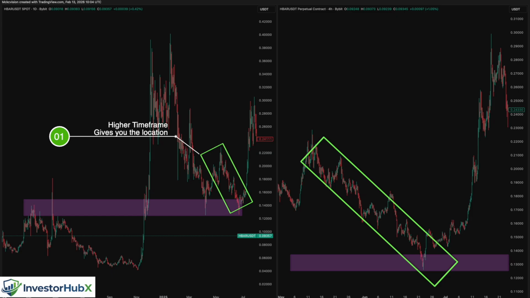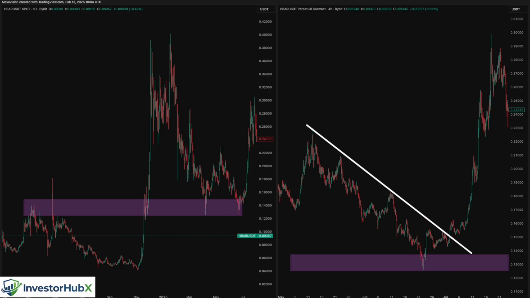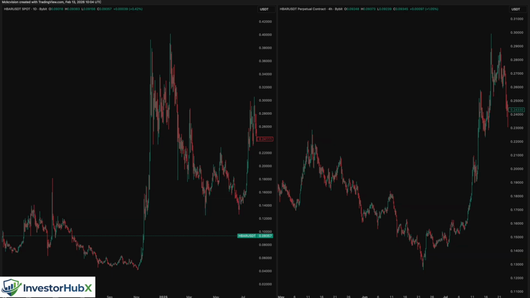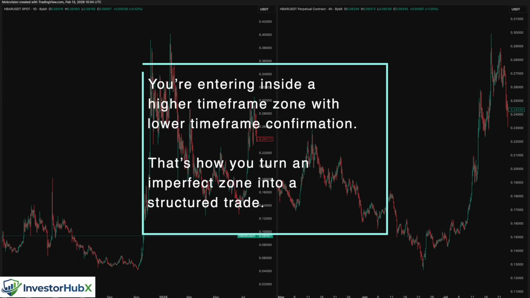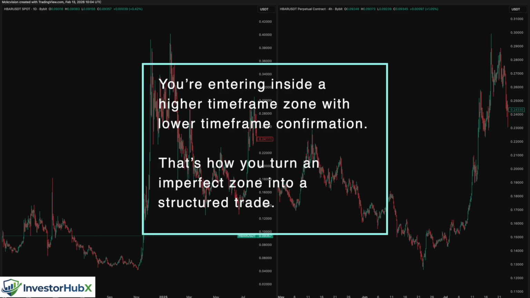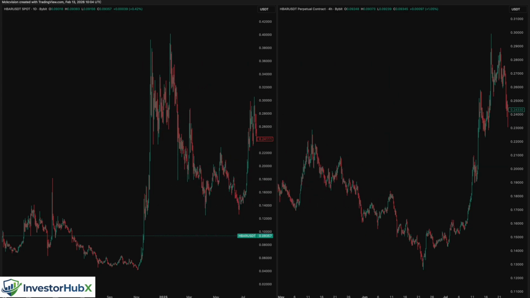The higher time frame gives you the location. The lower time frame gives you the execution. Now look at the 4-hour chart on the right. We draw a trend line following the lower highs. As long as price stays below this trend line, the market is still in a downtrend. But once price breaks above the trend line, that is your first confirmation that the trend is shifting from a downtrend to an uptrend. Now, you're not guessing. You're entering inside a higher time frame zone with lower time frame confirmation. That's how you turn an imperfect zone into a structured trade.